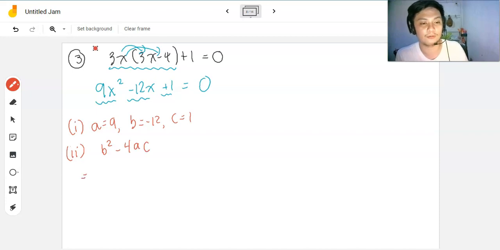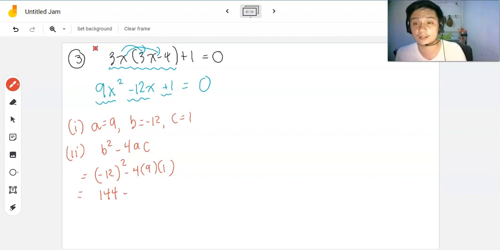So this is equal to the square of negative 12 decreased by the product of 4, 9, and 1. So what is square of negative 12? That is 144. Minus 4 times 9 is 36 times 1, 36. 144 minus 36, yan ay 108. Uy, ang 108, positive siya, pero hindi yan perfect square.